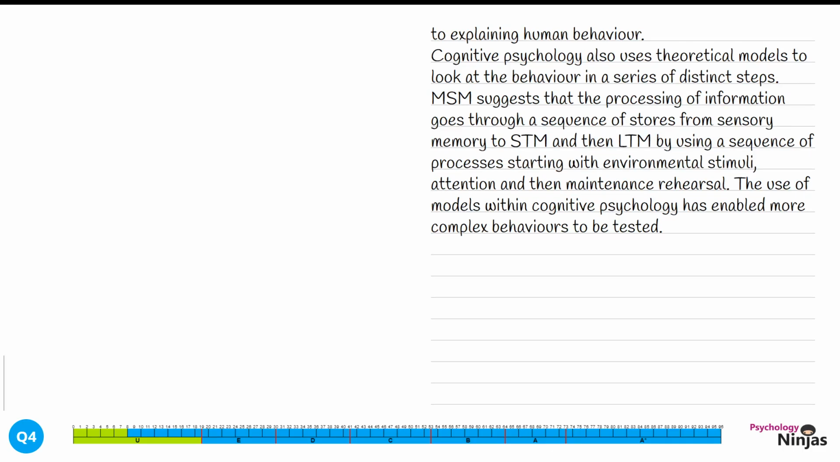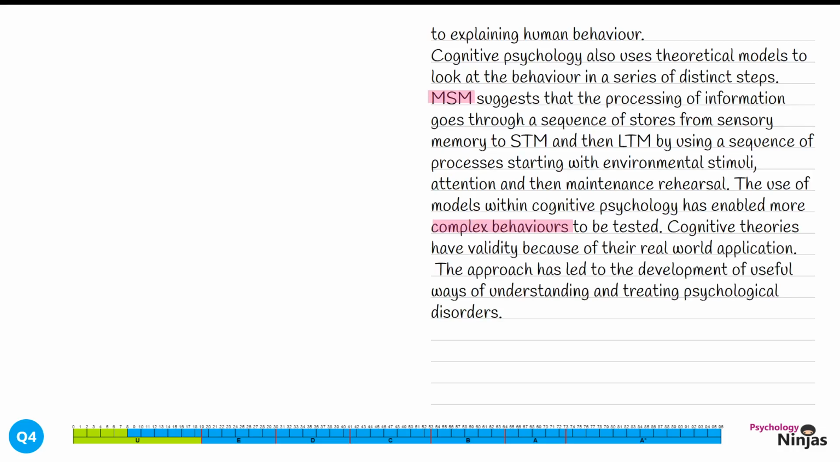The use of models within cognitive psychology has enabled more complex behaviours to be tested. This response has focused on the multi-store model as an example of a theoretical model. However, we could use the working memory model instead. We've clearly explained this using lots of terminology from the multi-store model. More importantly, we've also explained why this is beneficial, that it has broken down more complex behaviours and allows them to be tested. We're going to move into evaluation once again.